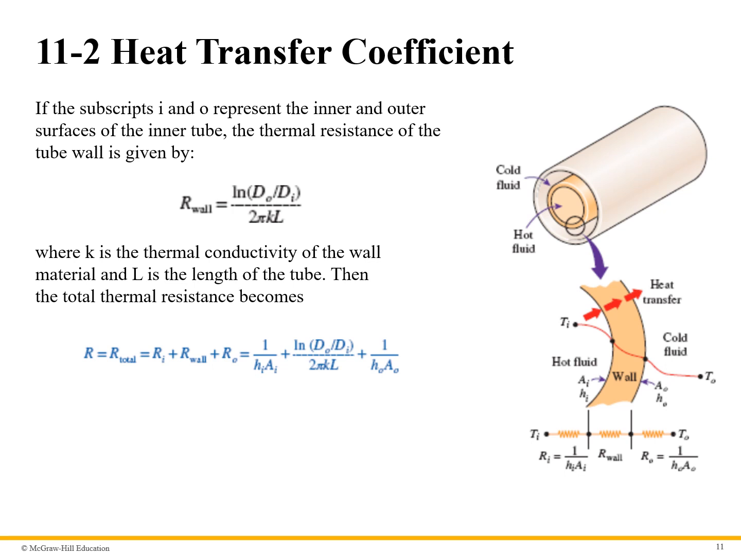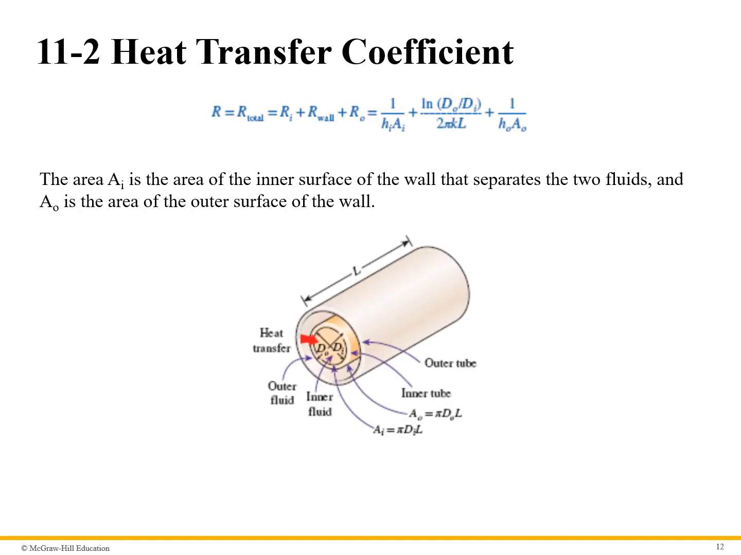Then the total thermal resistance becomes the following equation. The area Ai is the area of the inner surface of the wall that separates the two fluids, and Ao is the area of the outer surface of the wall. So here you can see in the little figure how to calculate each one of those values.